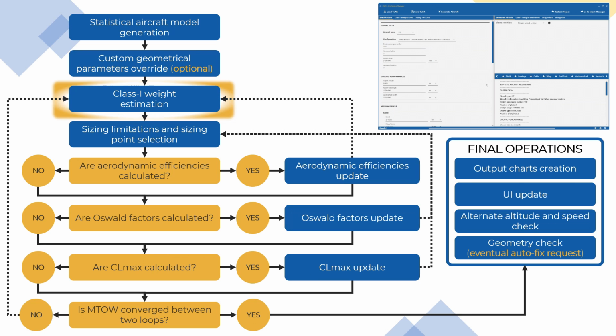Then, the aircraft geometry and the estimated masses are used to compute sizing limitations and to define the matching point chart, also known as sizing plot. During this process, a preliminary estimation of some major aircraft aerodynamic characteristics is performed to obtain the required drag polar curves. As for the weight estimation, this task will be the focus of a dedicated video.